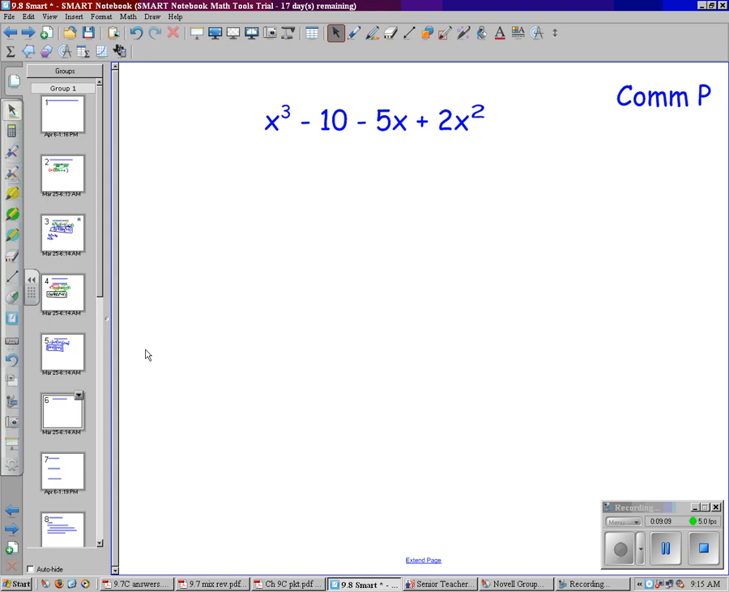X cubed minus 10 minus 5x plus 2x squared. I have a problem. They're not in the highest to lowest. They're not from highest to lowest? So use your commutative property and write them from highest to lowest degree. And then do you think you could factor by grouping from there? Absolutely. Go ahead and do that. We'll get some more people up to the board.